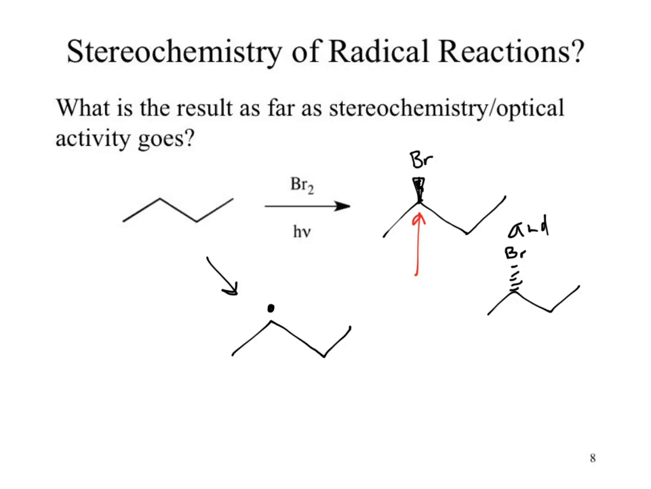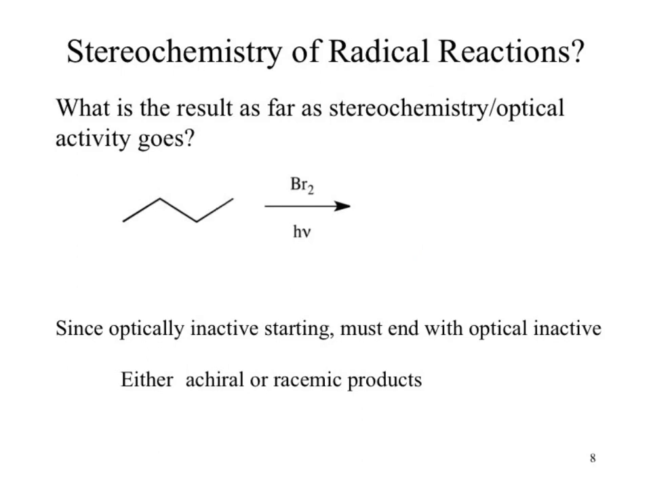Okay? So you've got to watch out for that. Questions? Okay. One way you can think about this in general for all reactions is if we start with an optically inactive material, we need to end with an optically inactive material. Okay? And that can mean we either have an achiral compound or we have a racemic mixture of products.